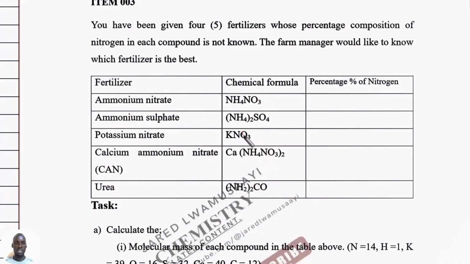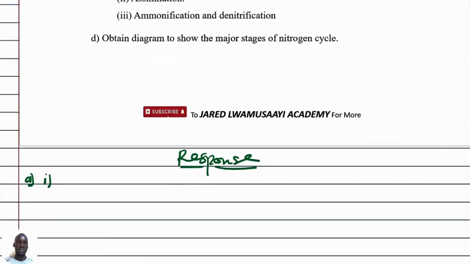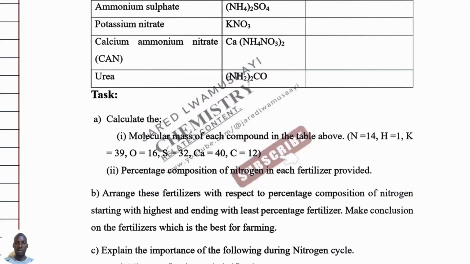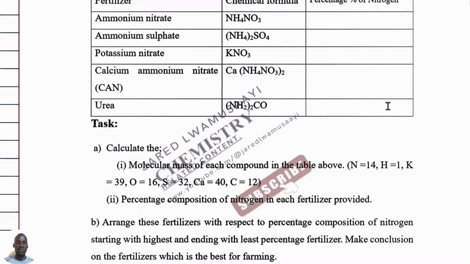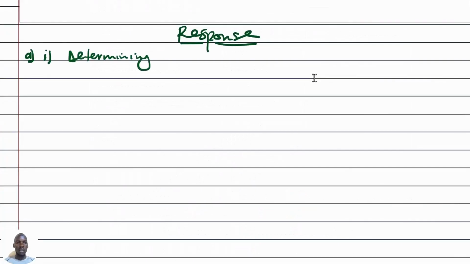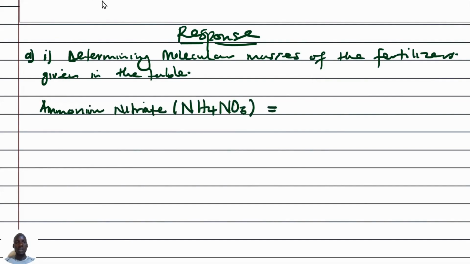Let us now officially go to the responses, and we begin with the first part, Roman number 1, where it requires us to calculate the molecular mass of each compound in the table. In the table we have the first fertilizer, which is ammonium nitrate. So we are now determining the molecular masses of the fertilizers given in the table. The first fertilizer is ammonium nitrate, which has this formula. Basing on this formula, we are now to calculate the molecular mass.